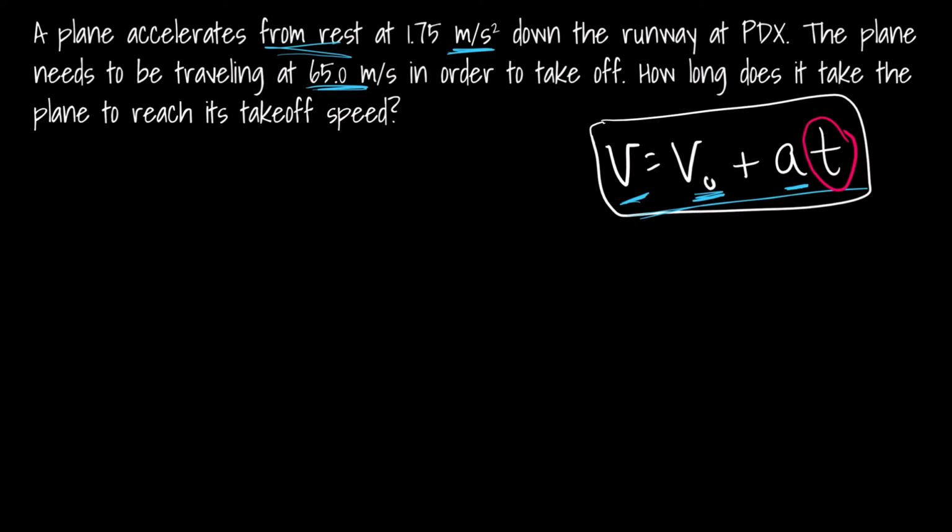So how do I approach this? Well, the first thing I do on any problem is I draw a picture. So here's my plane, and again we have a cool drawing of the plane. It's a dot. Its initial velocity is equal to 0.